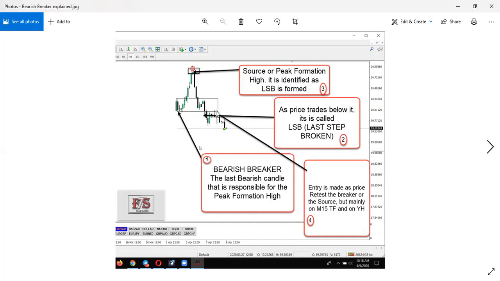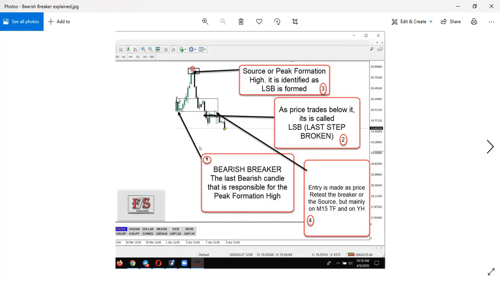As we identify the LSB, we pick the peak formation high, or the candle that depicts the high, as the source. As LSB occurs, we pick the highest candle, the peak formation high, as the source. So this is the breaker, and this is the source. The highest candle, whether it might be bullish or bearish, is called the source.